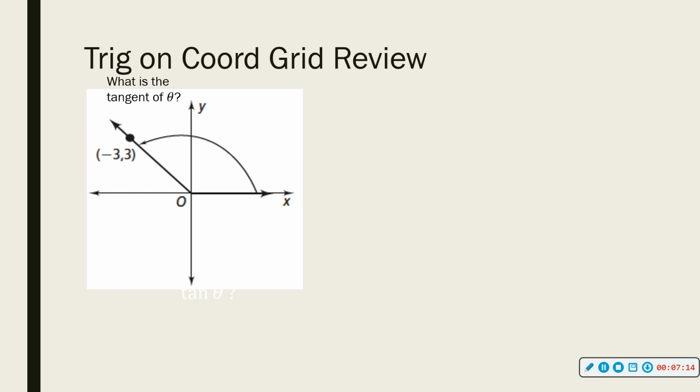Okay, so when you drop that perpendicular down, you can label your sides as -3 and 3, making your tangent of theta -1, because opposite over adjacent right there, or y over x, which is kind of like slope. It's so cool. And -3 divided by 3 is just -1.